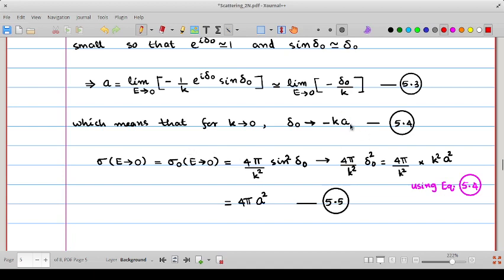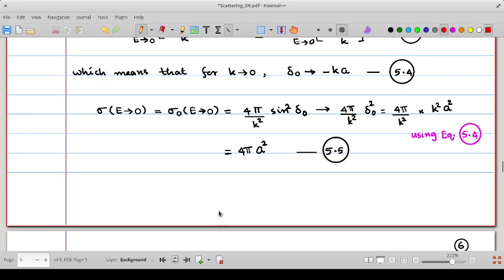and with A being a finite number, the value of the scattering cross section as E tends to 0 is simply the contribution from the S wave, and that is sigma 0, E tends to 0, which is 4 pi by k square sine square delta 0. And since delta 0 as k tends to 0 or E tends to 0 is like minus k a, its square goes like k square a square, and the scattering cross section is simply given by 4 pi a square.